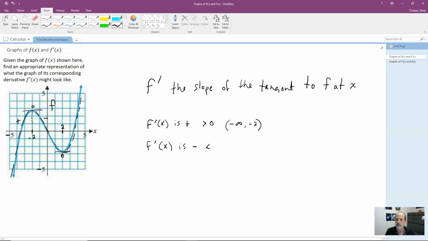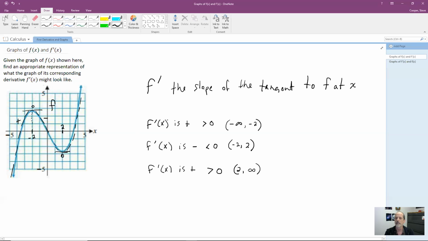Now then, f prime of x is negative, or less than 0, after we hit that -2 input, and it continues to be negative until we hit this +2. And then once again it shifts over to f prime of x is positive, meaning greater than 0, after the 2. So from 2 to infinity, we continue on with positive slopes of the tangent.